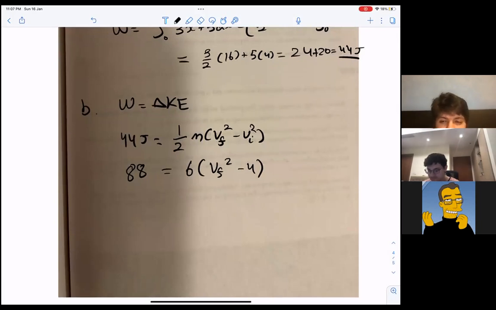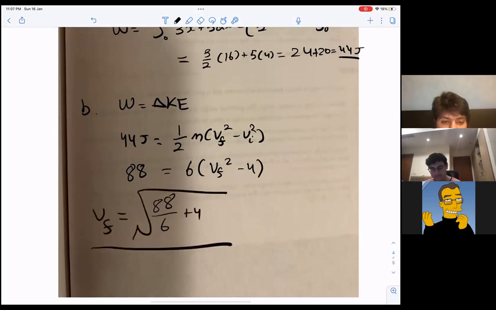So I think it will come to a decimal. Yeah. So let's just write it in terms of fractions. So it would be 88 over 6 plus 4, and square root. VF equals the square root of that.